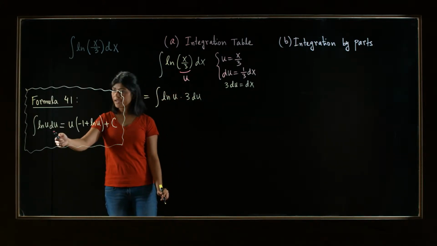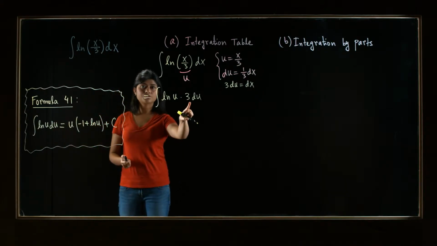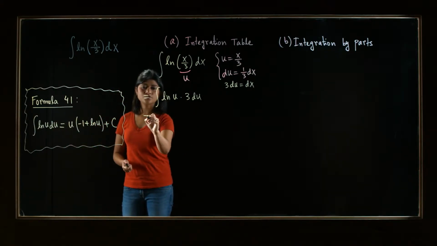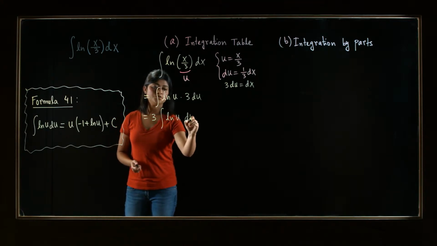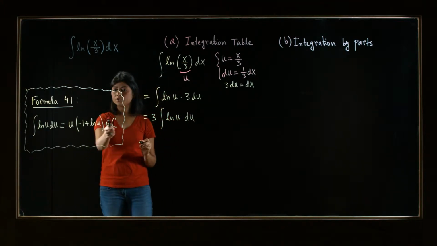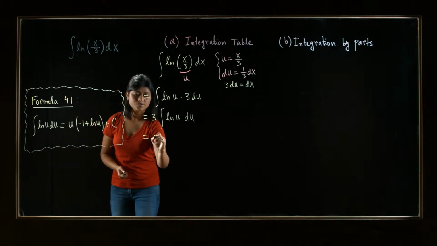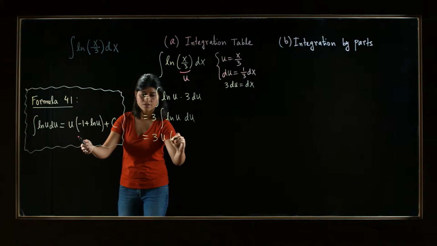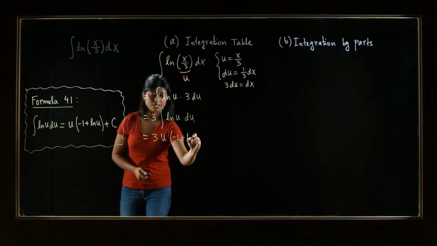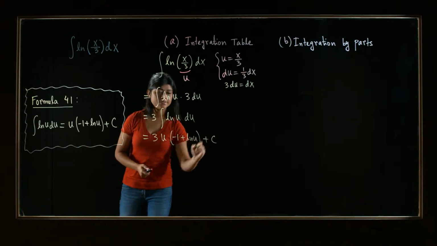It almost looks like ln of u, except we have this 3, but 3 is a constant, so you can pull 3 outside, and you will be left with natural log of u du. And then we can just use this formula. So this is 3 times u, -1 plus ln of u plus c.